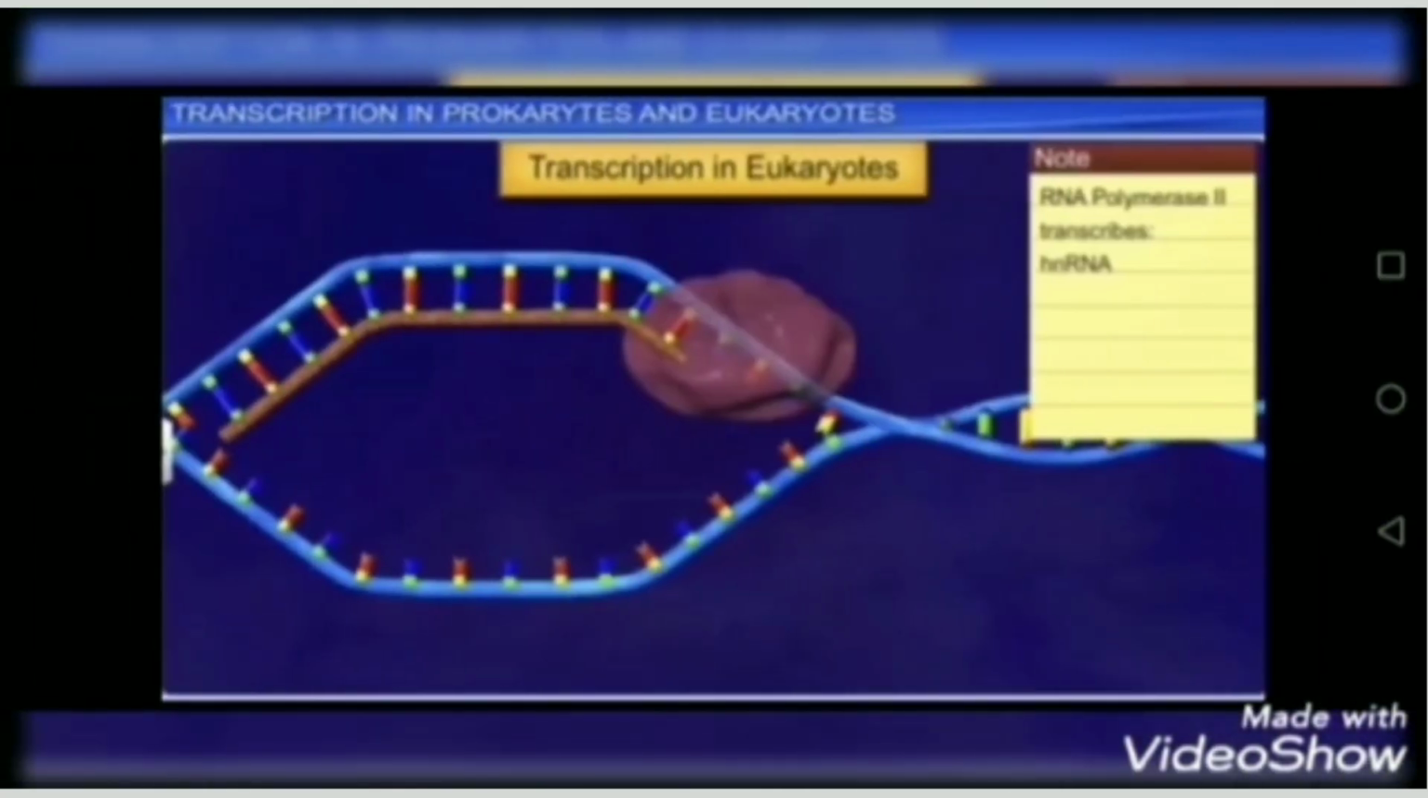RNA polymerase 2 transcribes the precursor of mRNA, that is heterogeneous nuclear RNA, which is processed into an active mRNA from its inactive form by splicing, capping, and tailing, which is a difference between transcription in eukaryotes and prokaryotes because in case of prokaryotes, mRNA is already active and these processes don't occur. RNA polymerase 3 transcribes tRNA, 5S rRNA, and snRNA.